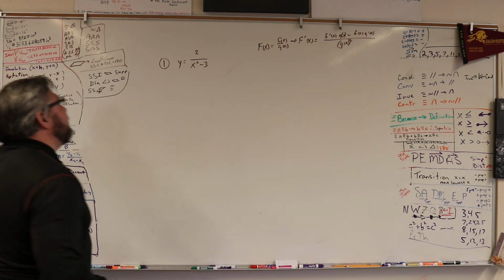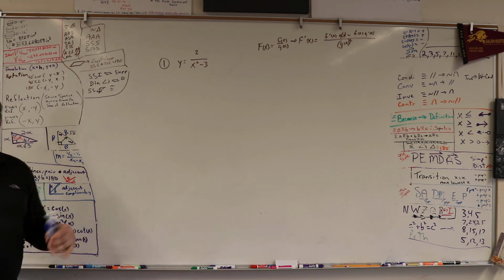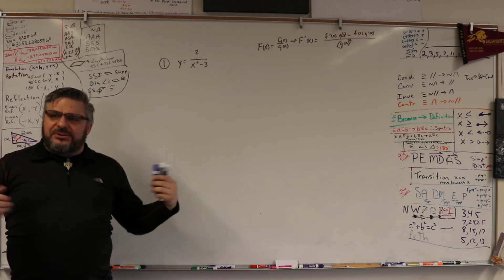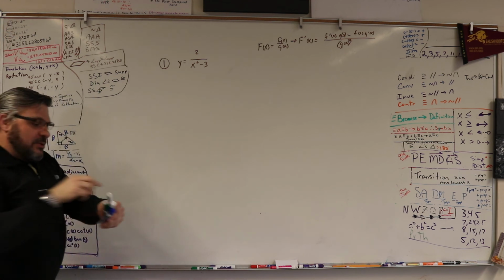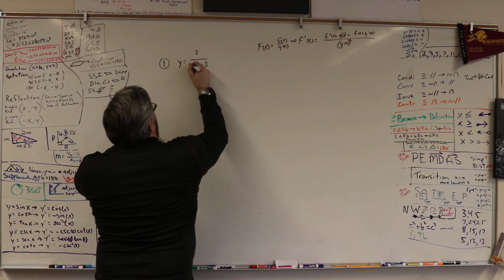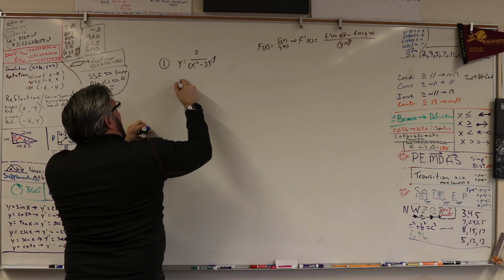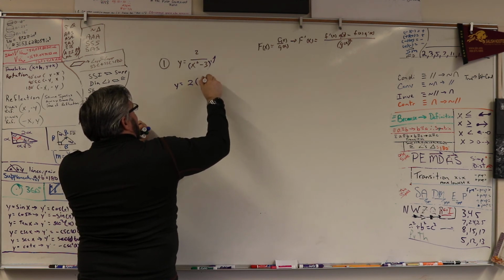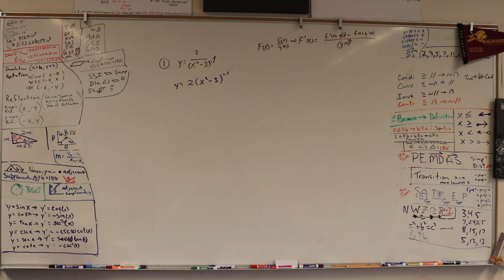Alright, the first thing I want to teach you is, remember we were doing chain rule, right? At the beginning of the year I said we can do this with the quotient rule, which is really hard, or we can just move it to the top. So we could move this to the top, and that would be y is equal to 2 times x squared minus 3 to the negative 1. Does that make sense?